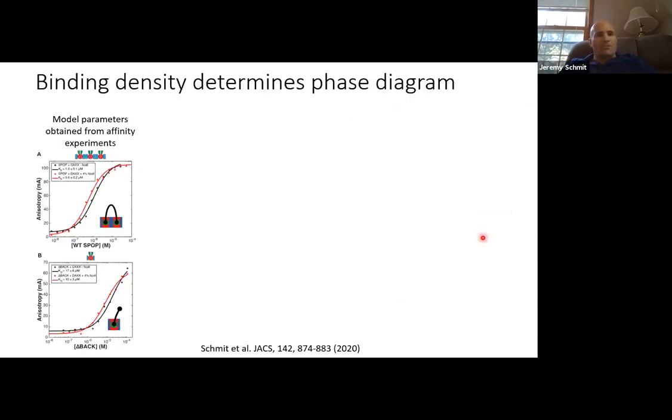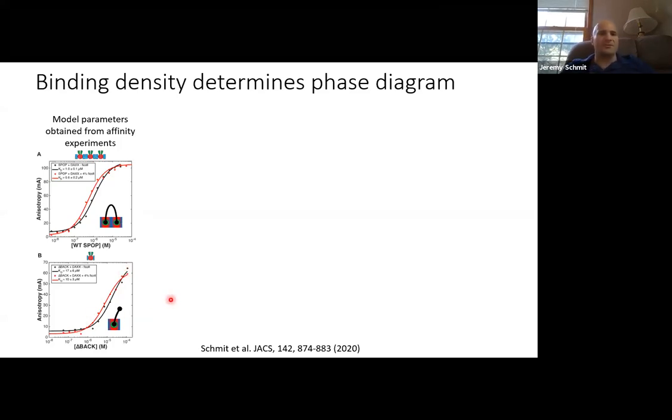Okay, so what Jill then did is she went and measured the binding affinities for DAX in these two configurations. One configuration is where DAX forms two bonds with SPOP, and one is where it just forms one bond. And we can measure equilibrium association constants for both of those.